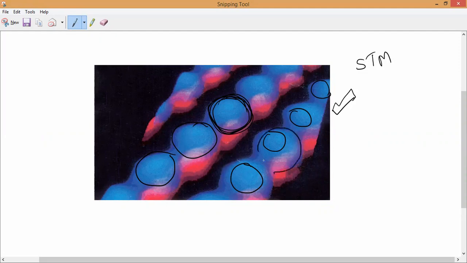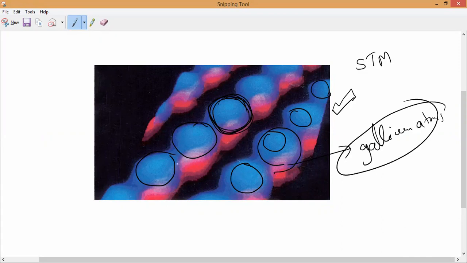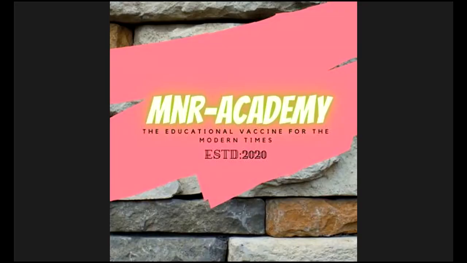What we are seeing in this picture are the gallium atoms. So what is the color of gallium atoms? Blue in color. But if we take arsenic instead, with the scanning tunneling microscope we can get red in color. That is what you have to remember most regarding these things.